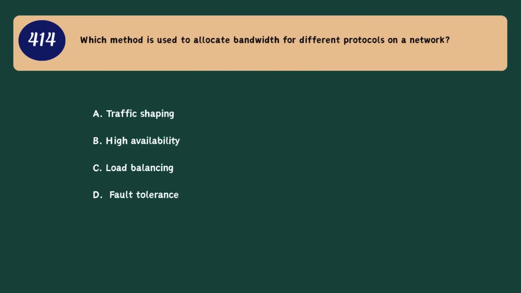Question 414. Which method is used to allocate bandwidth for different protocols on a network? A. Traffic shaping. B. High availability. C. Load balancing. D. Fault tolerance.